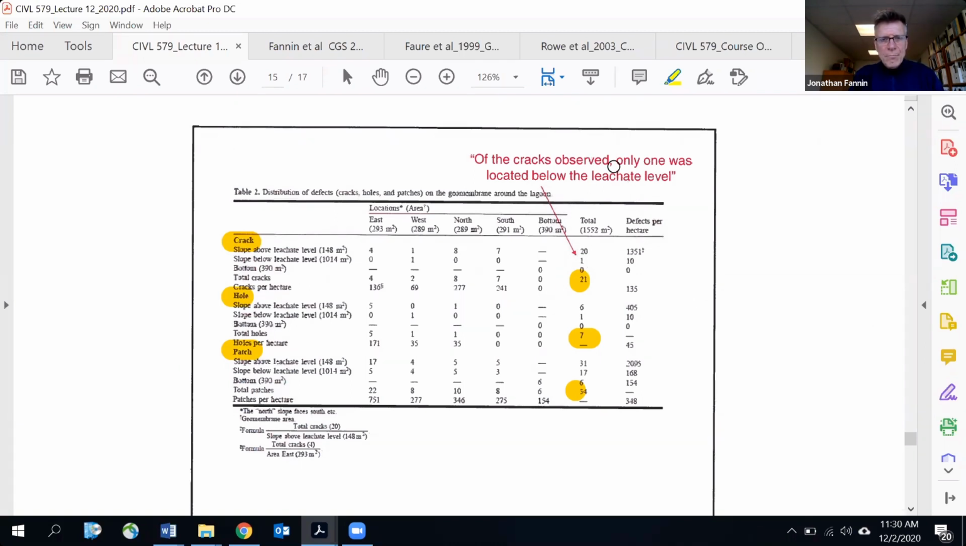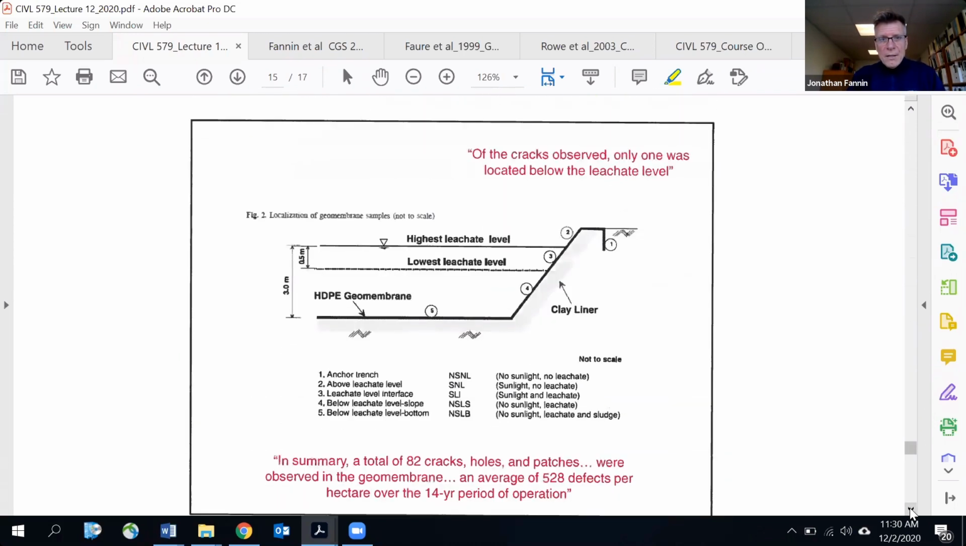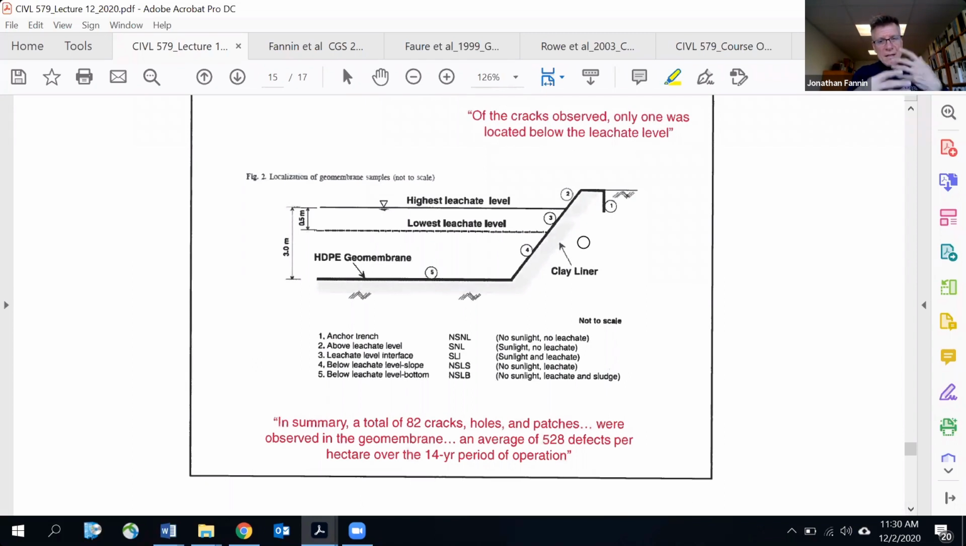Interestingly, I highlight from their text, of the cracks, only one was located below the leachate level. And with that in mind, that table, Table 2, then leads to a summary of the 82, that's the 21 plus the 7 plus the 54. 82 cracks, holes, and patches, I'm quoting again from them, were observed in the geomembrane, an average of 582 defects per hectare over the 14-year period of operation.